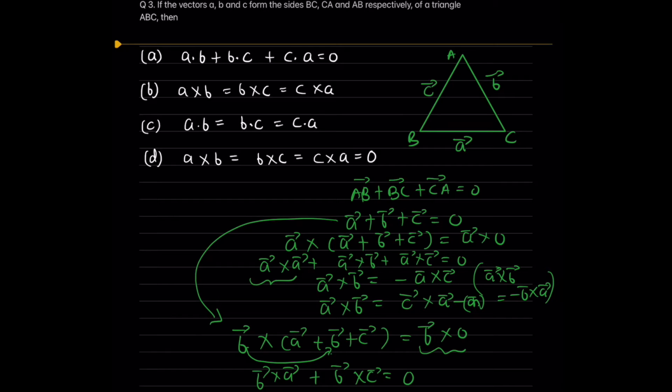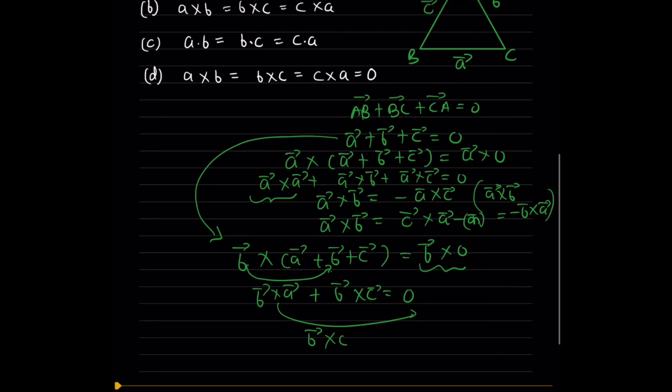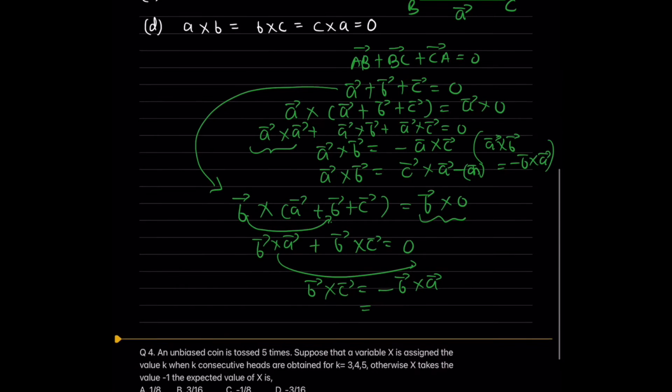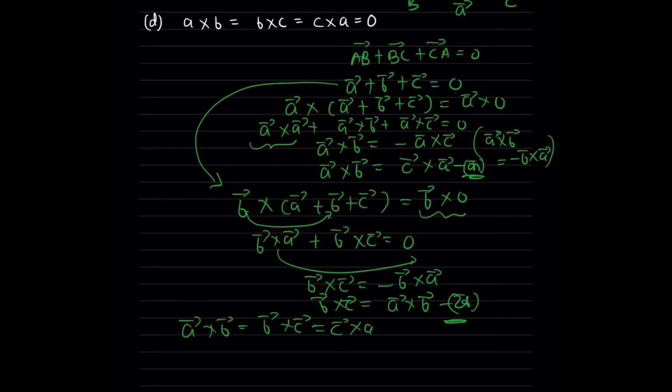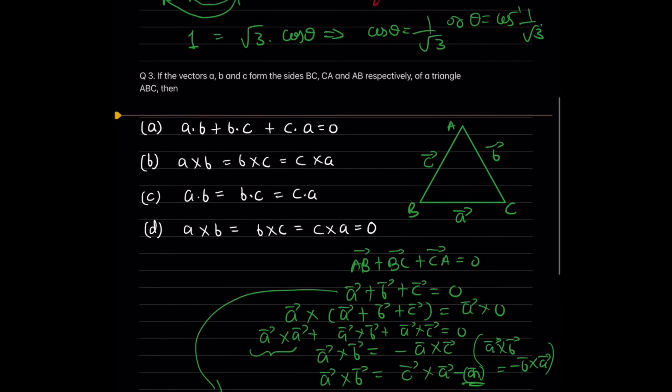Now I can transfer b cross a over here, so I can write b cross c as equal to minus of b cross a, which is nothing but equal to a cross b. Now if you observe equation (ka) and equation (kha), I can write a cross b is equal to b cross c is equal to c cross a, and which is nothing but option B.